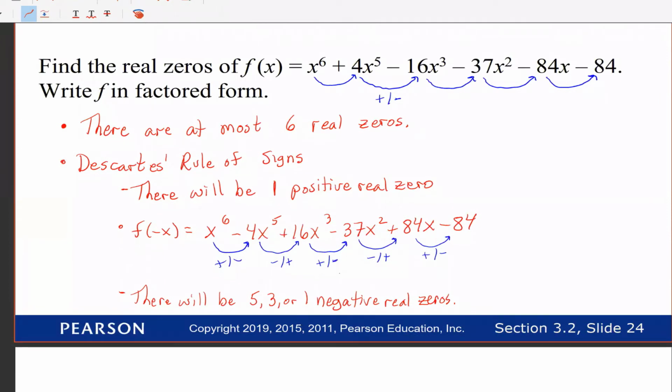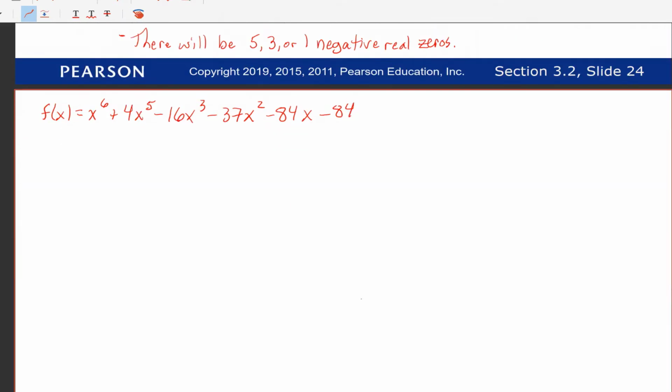Let me write the function down again so that we don't lose it. f of x equals x to the 6th plus 4x to the 5th minus 16x cubed minus 37x squared minus 84x minus 84. I think the next thing we wanted to do here is list the potential rational zeros.